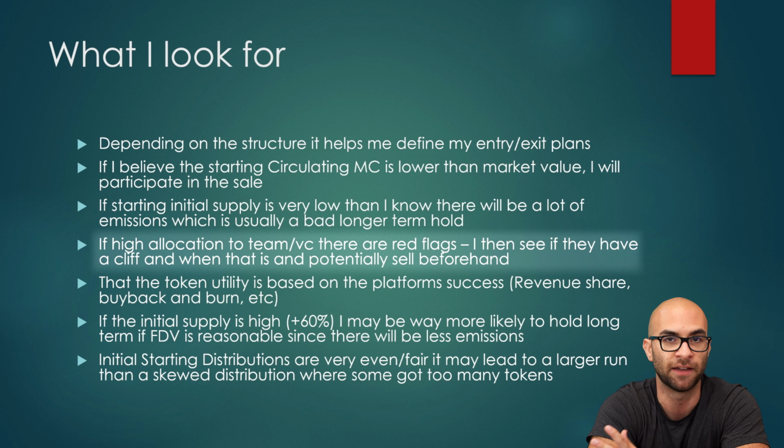I also like to see if they have some sort of cliff, which means their tokens are locked, or how long their actual vesting schedule is, and that'll give me a better idea of when I want to sell. Because for example, if I know there's a massive unlock happening where 20% of tokens are releasing and they're all going to VCs, I know I probably don't want to be holding the token at that period of time.